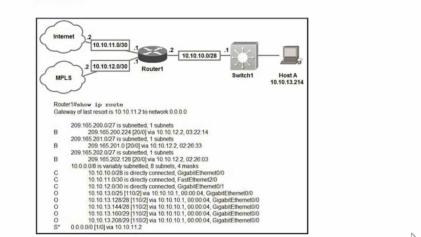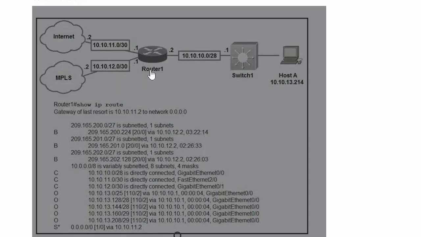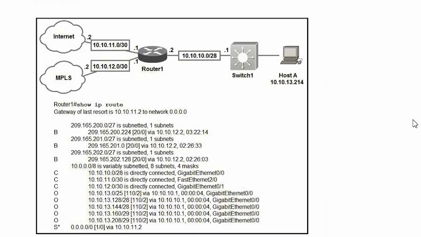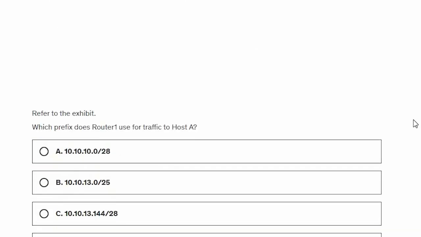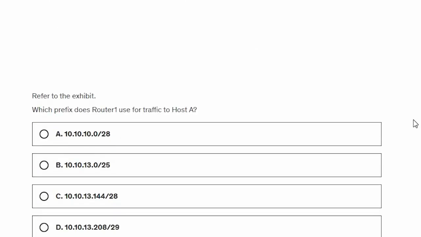Question number 2. We have the scenario: internet, MPLS with this IP address to the router, to the switch, then to the host. We use the command show ip route. We get this result. Now the question says, refer to this exhibit. Which prefix does router 1 use for traffic to host A?